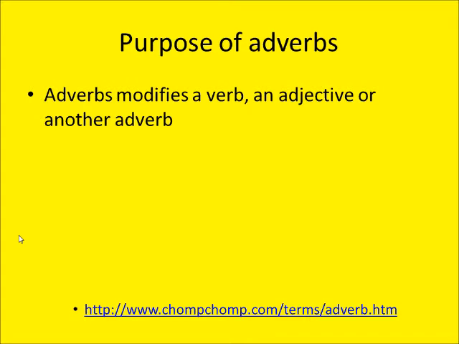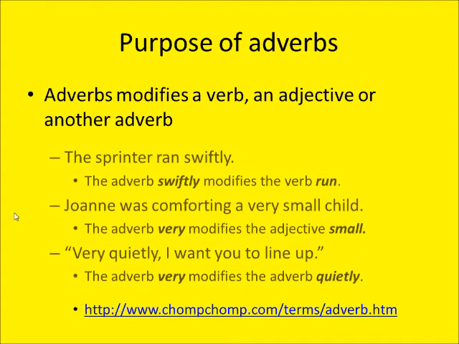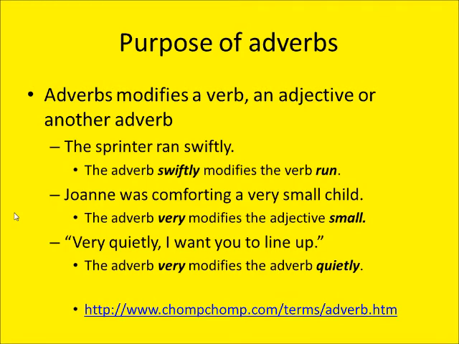Okay, the second kind of modifier is adverbs. Adverbs modify 3 things. They modify a verb, and or an adjective, and or another adverb. Here are some examples of each. The first, the sprinter ran swiftly. Swiftly modifies the verb run. So there's your example of a verb.